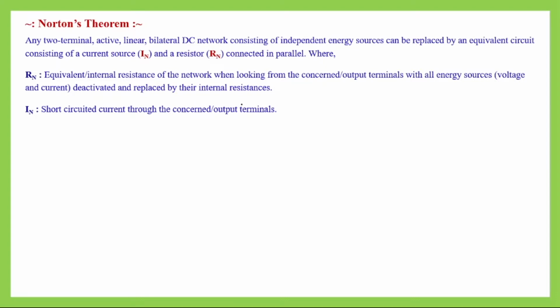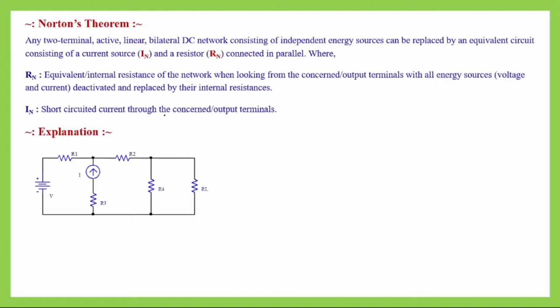Now what we understand by deactivation of energy sources, whether it is a voltage or current source, I have discussed in my previous lectures. If the voltage source is an ideal voltage source, we know that we simply short that path, and if the current source is an ideal current source, then we simply open that path.